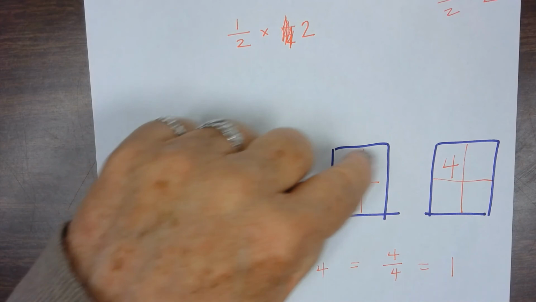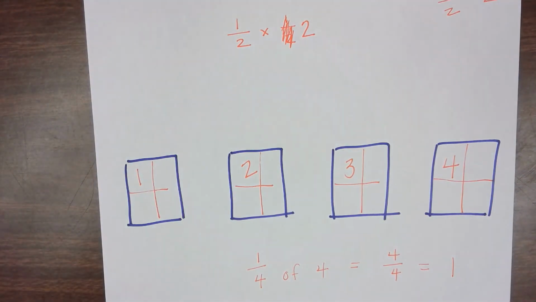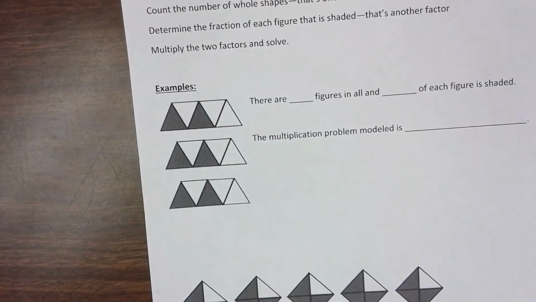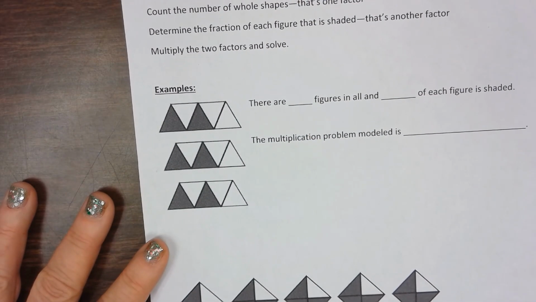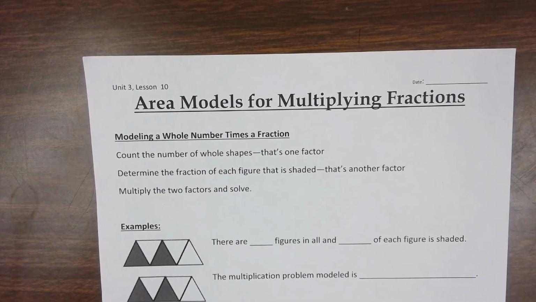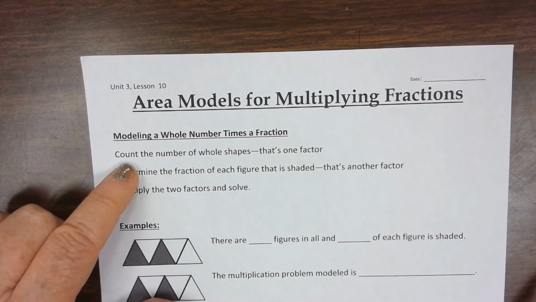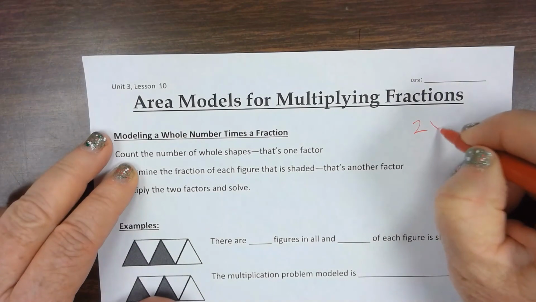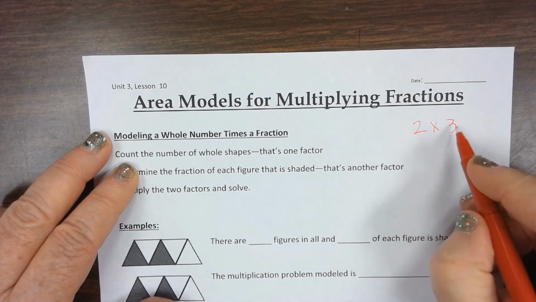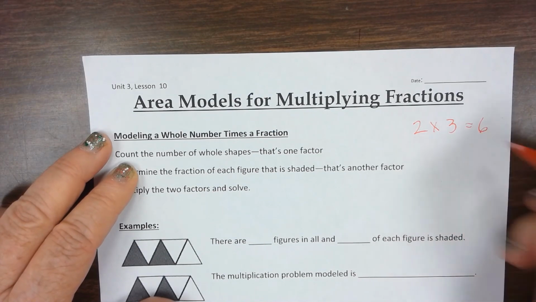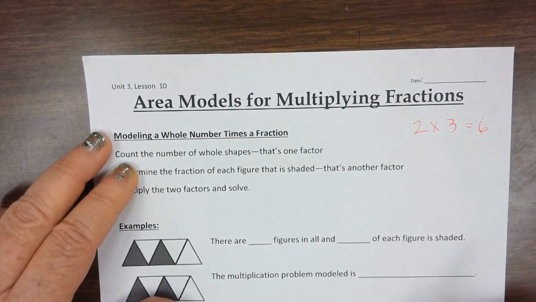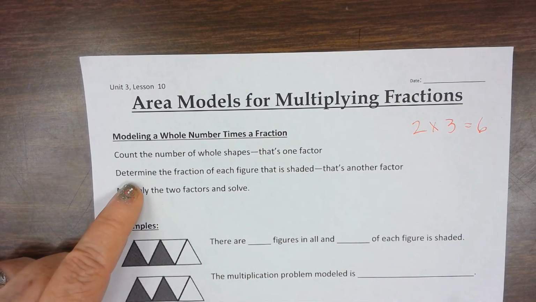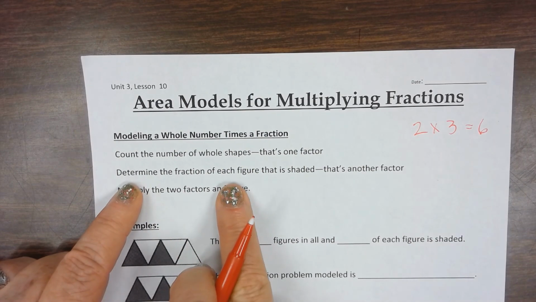That's to give you a little background knowledge to connect this to. Here's your page. The way this explains it is, it says, count the number of whole shapes. That's one factor. Remember when we multiply 2 times 3? That's a factor. That's a factor. This is the product. So if I count the number of whole shapes, that's one factor. And then I determine the fraction that's shaded, that's another factor. And then I multiply.